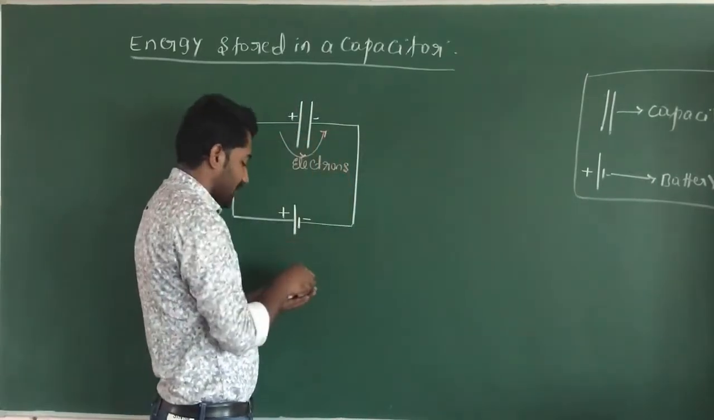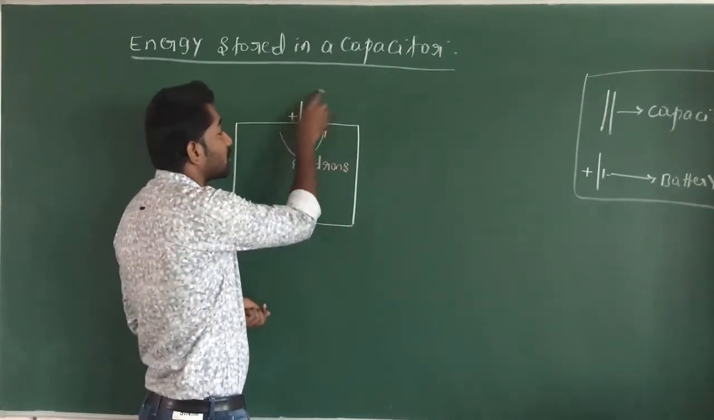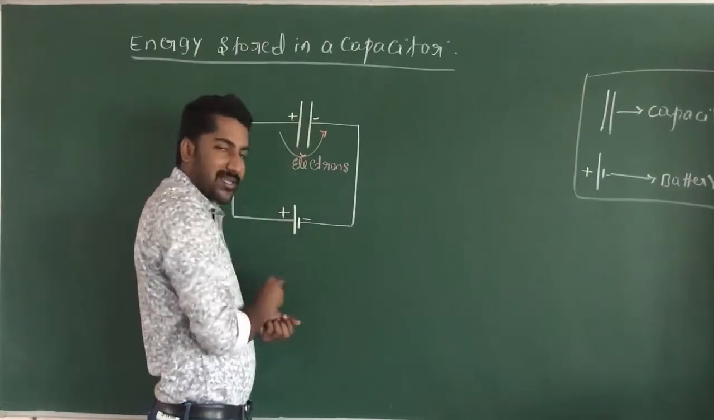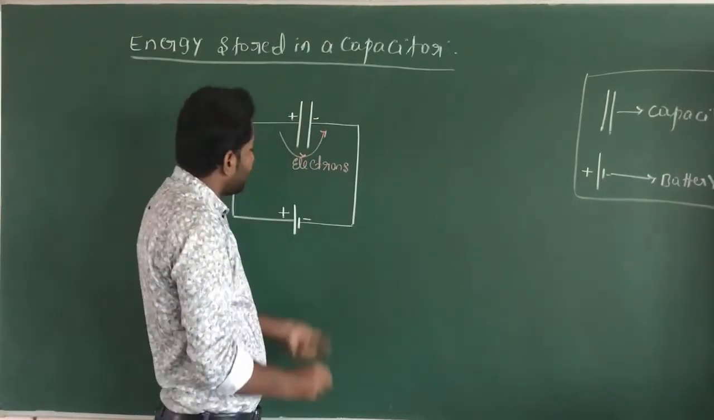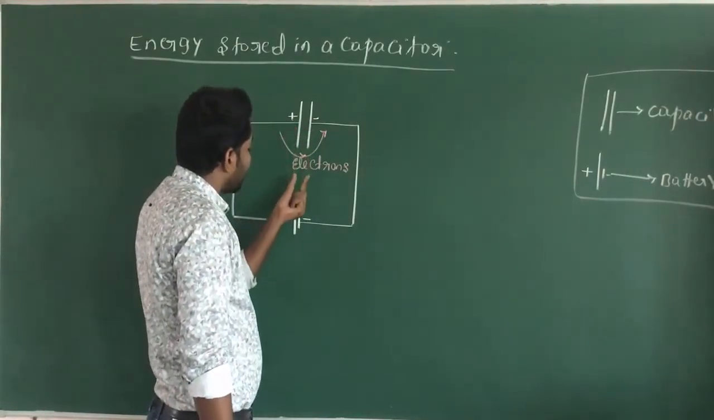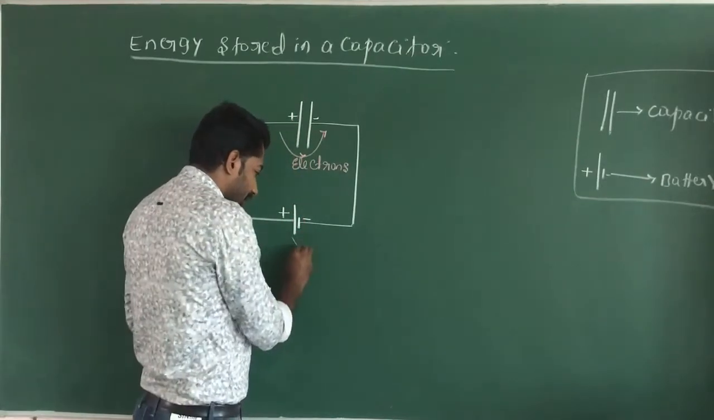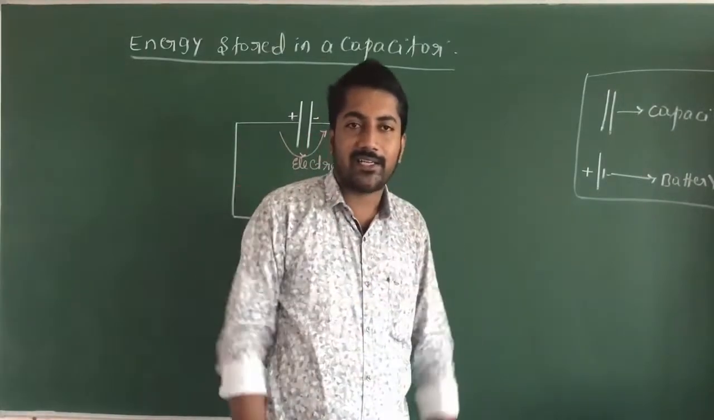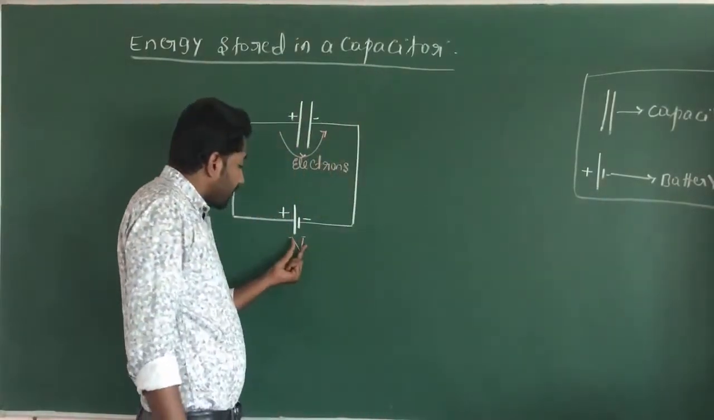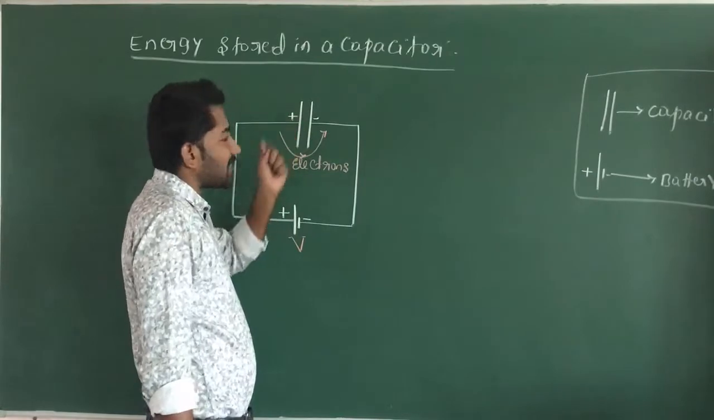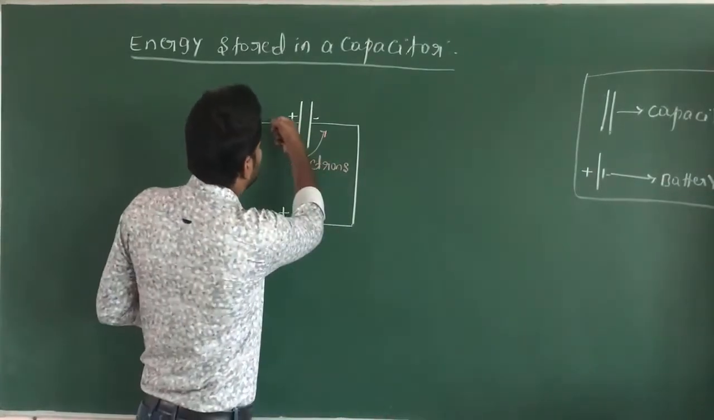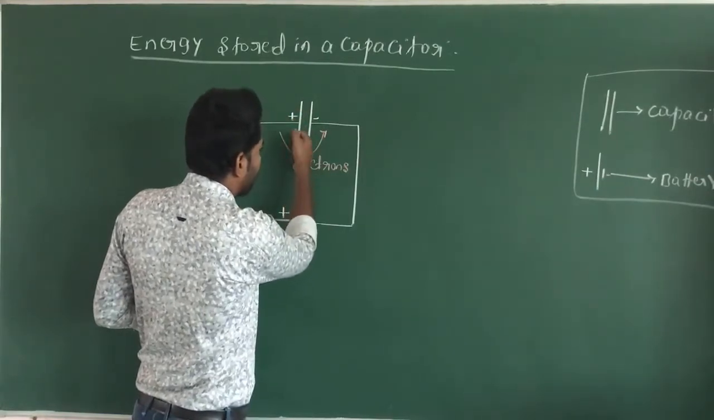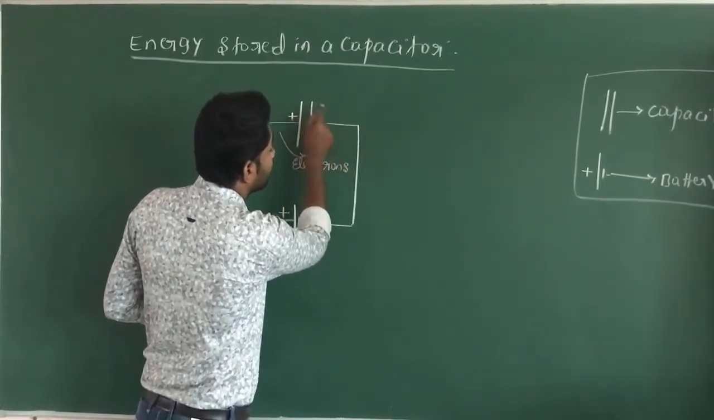During this process, some amount of charge is stored in this capacitor. Initially, this is the uncharged capacitor. But when this uncharged capacitor is connected to the battery, there is a potential difference across it. When the battery is connected to the capacitor, electrons are pulled from the positive plate and transferred to the negative plate.